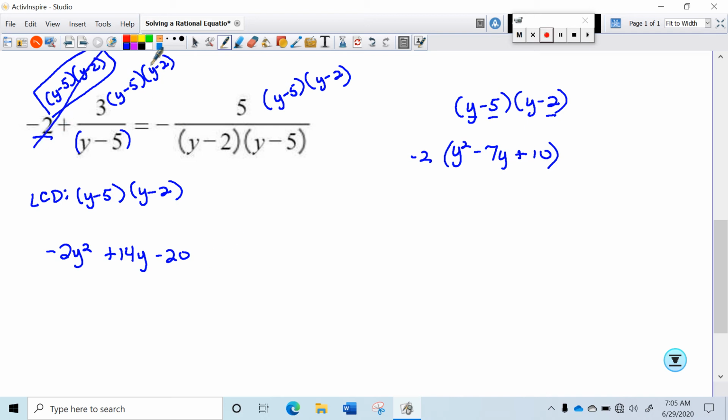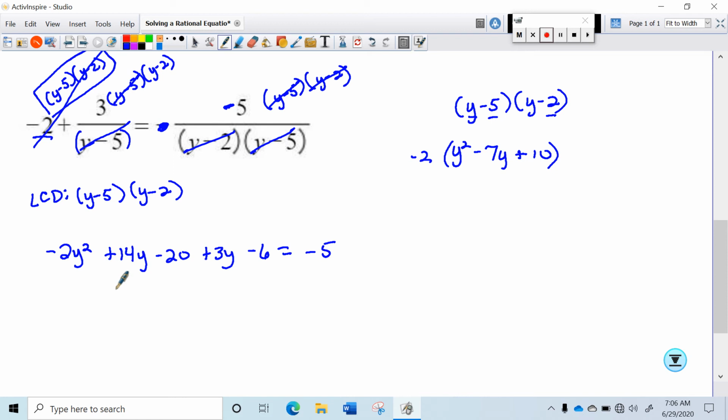Okay, for the next one, I have y minus 5 canceling with y minus 5. 3 times y is a positive 3y. 3 times negative 2 is a negative 6. Equals. This negative here needs moved up with the 5. That's a negative. Y minus 5 cancels with y minus 5. Y minus 2 cancels with y minus 2. So that's a negative 5.